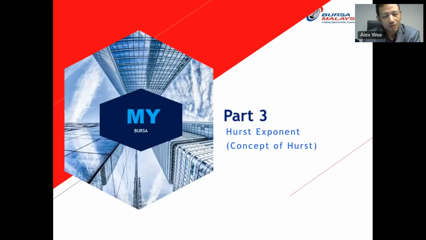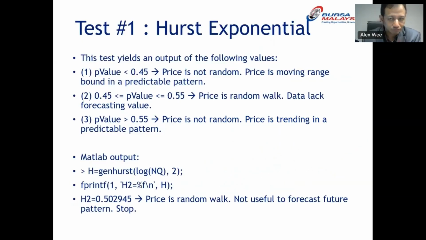All right, so let's go to part three. Let's talk about Hurst and how it's being used. Let's talk about the Hurst values. If the Hurst value is less than 0.45, it is a range bound market. If it's more than 0.55, it is a trendy market. Between 0.45 and 0.55, the market is random. It's a random walk market, so the data lacks forecasting value. Do not trade in that market because it is unpredictable.